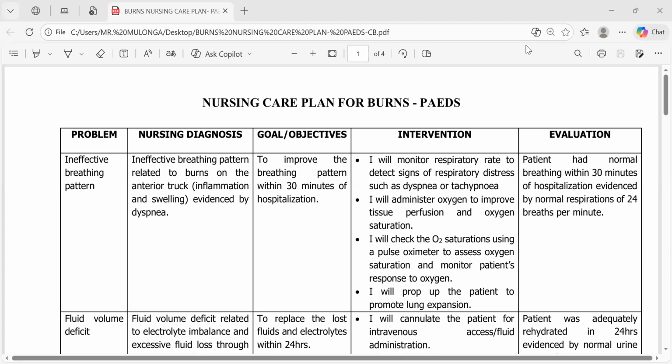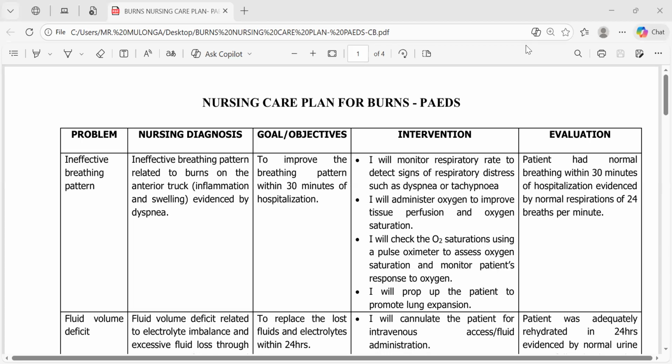The nursing diagnosis: ineffective breathing pattern related to burns of the anterior trunk, secondary to inflammation and swelling of the chest. Here there are burns on the anterior trunk, and because of that there will be inflammation and swelling, and this will result in difficulties in breathing, evidenced by difficulties in breathing or dyspnea.